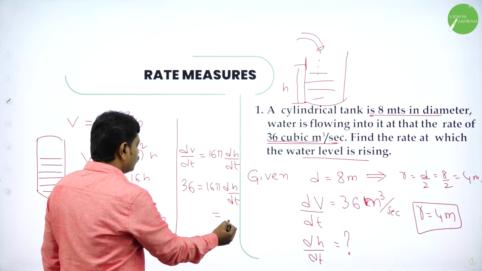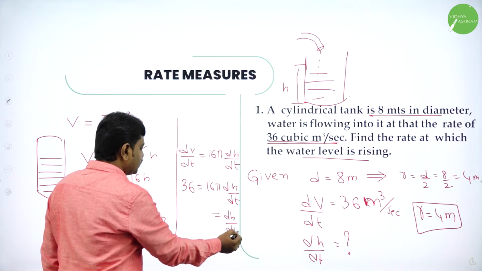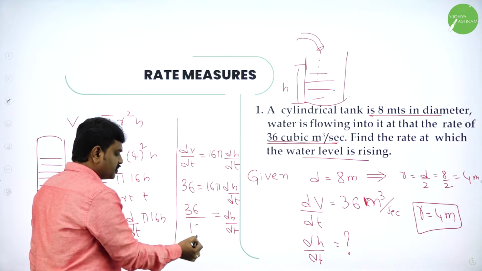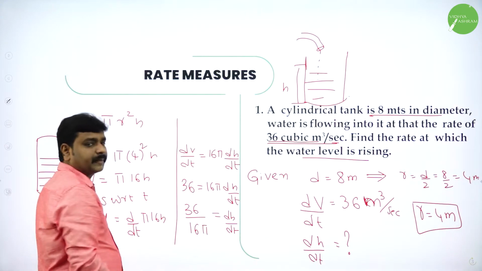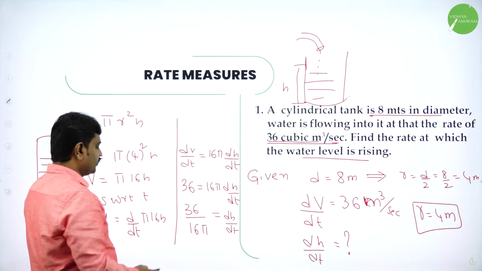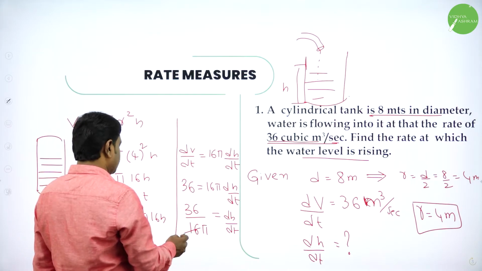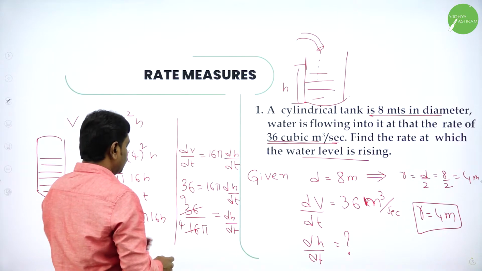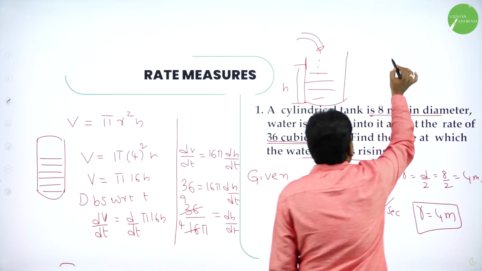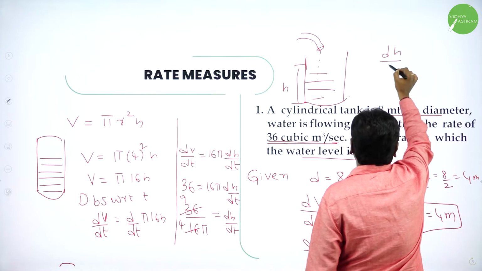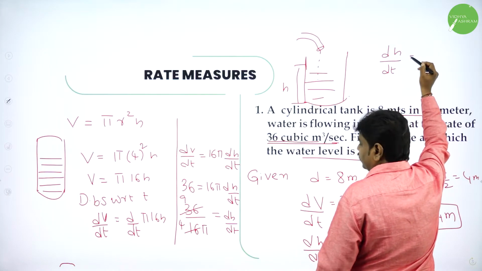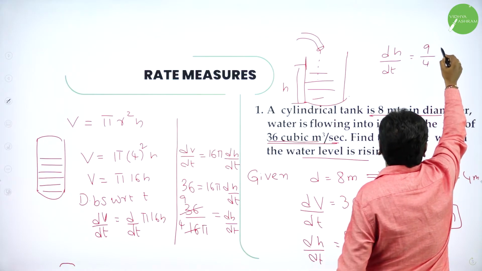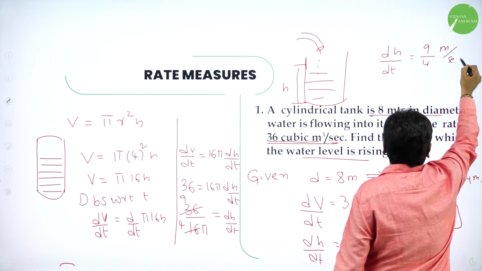Now simplify. So dh by dt we need, that is equal to, transfer this to this side. So on the LHS we have 36, and 16 pi comes down and it will be divided by 16 pi. Now cancel the terms. Both are divisible by 4. 4 fours are 16, 4 nines are 36. So we got dh by dt, I'll write the final answer here. dh by dt means rate of change of water level. That is what is left out: 9 by 4. Height is measured in meters here, so meter per second.